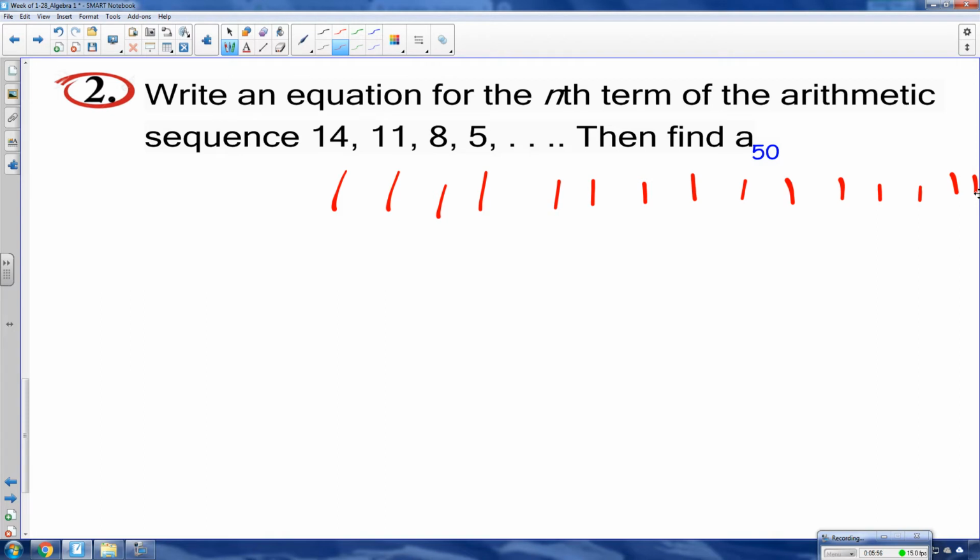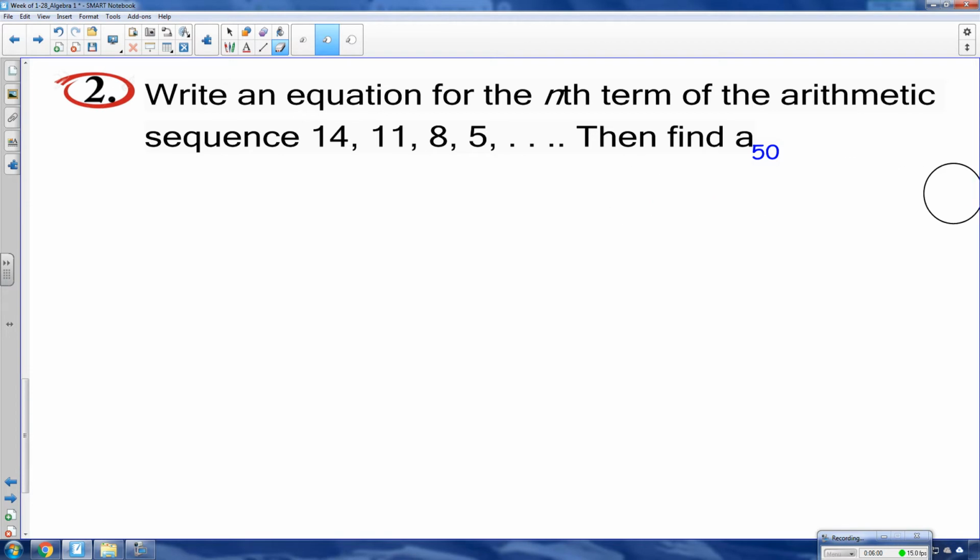So what you want to do is figure out, hey, what is the difference that's going on here that I'm adding or subtracting each time? So what am I adding by here or subtracting by? What's the deal? I'm subtracting by 3. So my CD, my common difference, not CP, but CD, is -3.